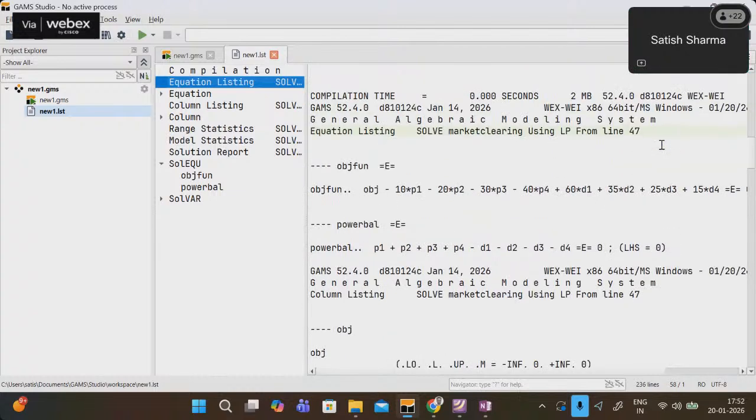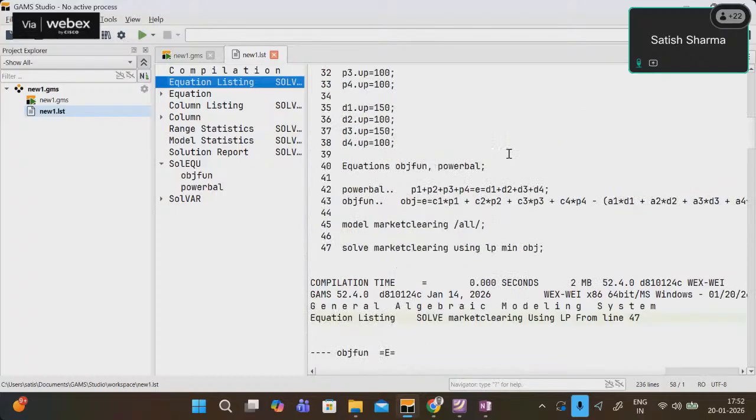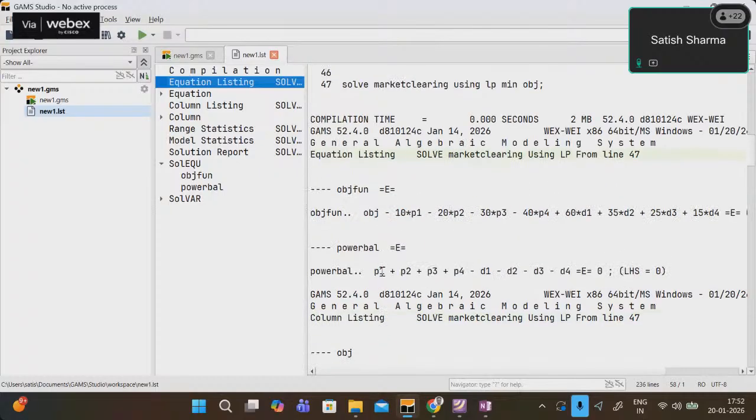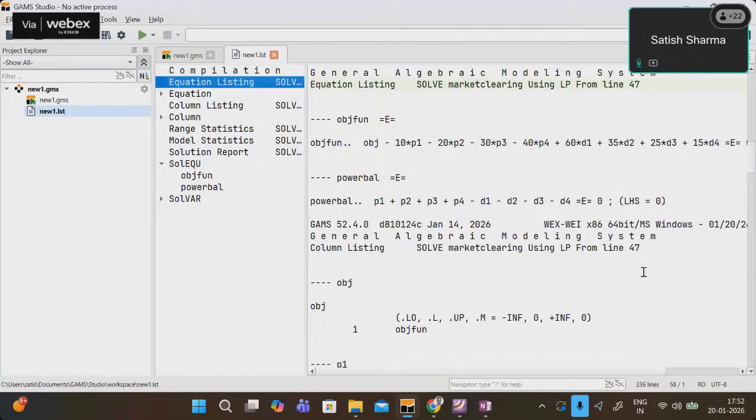Okay, so we have written the objective function like this, and GAMS will bring everything on the left hand side and keep the constant on the right hand side. Then for the power balance equation, it will give p1 plus p2 plus p3 minus d1 minus d2 minus d3 equals 0. So everything is again brought back to the left hand side, so LHS equals 0. This is how it looks at the equation.